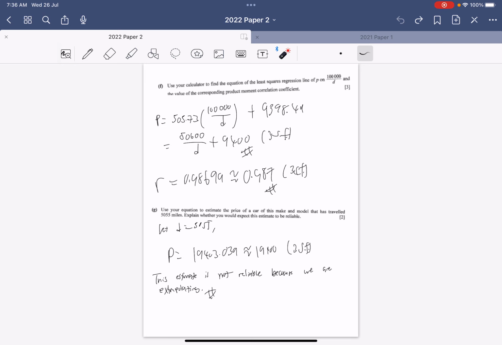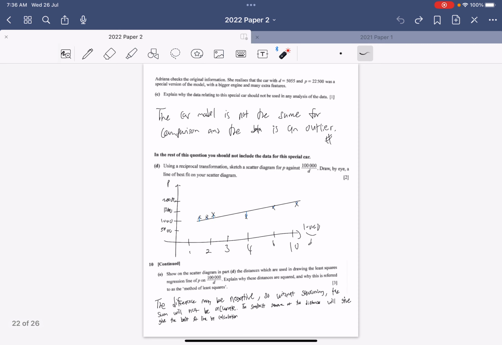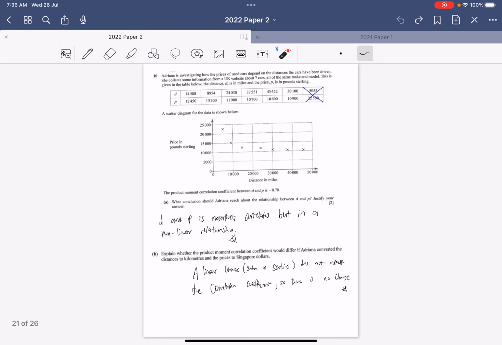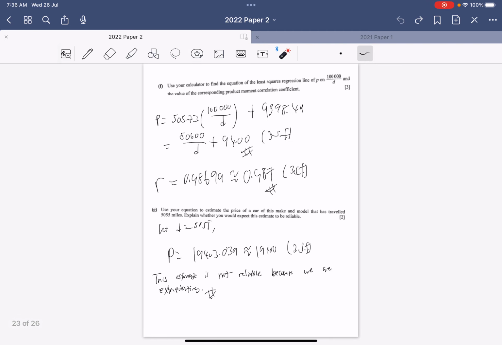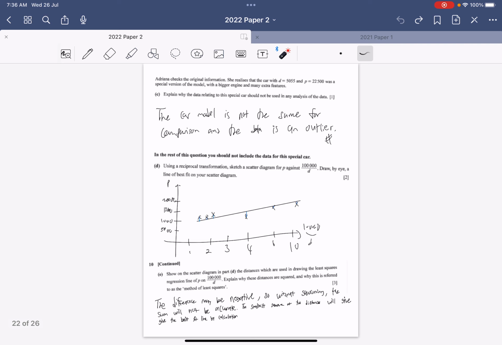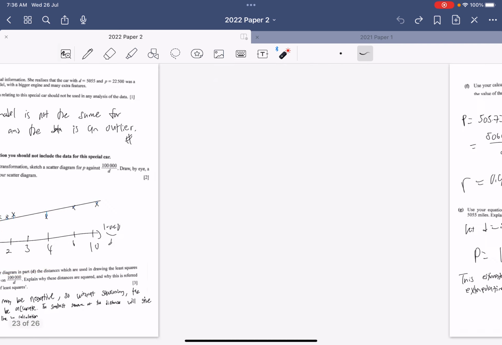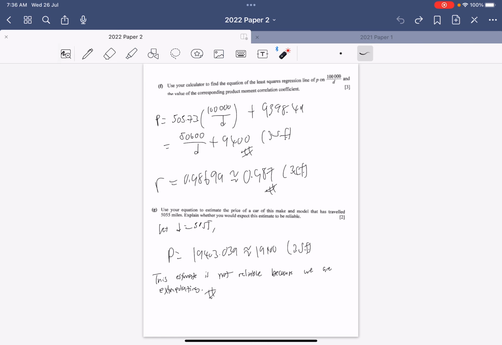And plotting the graph, really, questions that relate to linear regression won't be too difficult, because all you need to do is maybe plot a scatter diagram, draw a best fit line, and most of the calculation can be done on your graphing calculator. And once you have this regression line, the next part just tells you what happens if D is 5055. Well, you just need to sub into here and you get the answer.